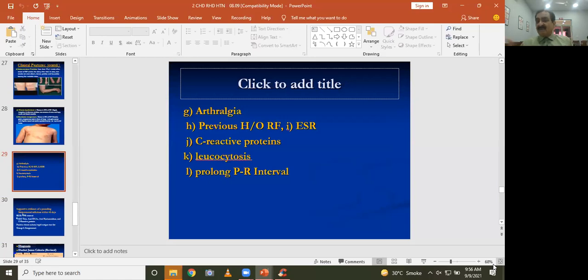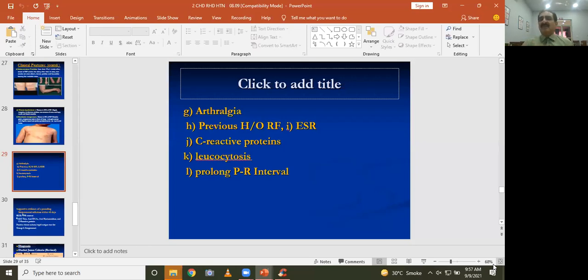Then another sign or symptom may be a previous history of rheumatic fever. A person comes to you with all or a few of these signs and symptoms, and he may give the history that he had this disease with these signs and symptoms. This is also taken to be one of the signs of the disease.